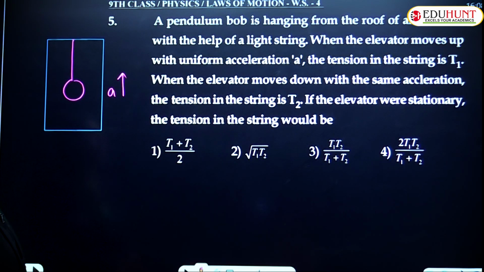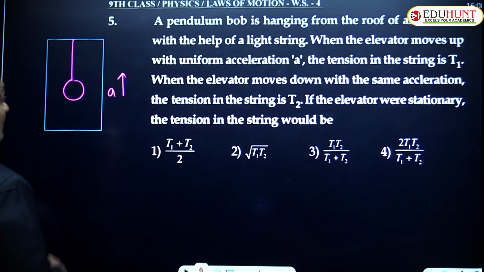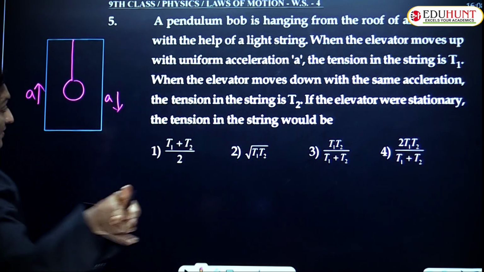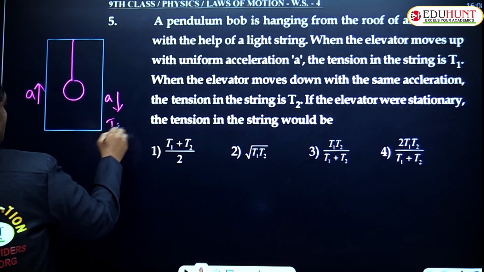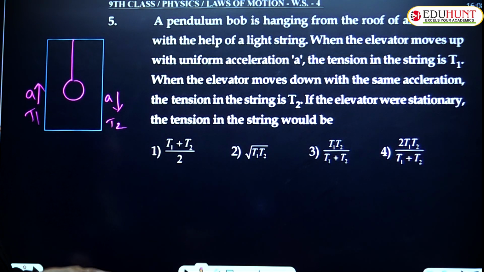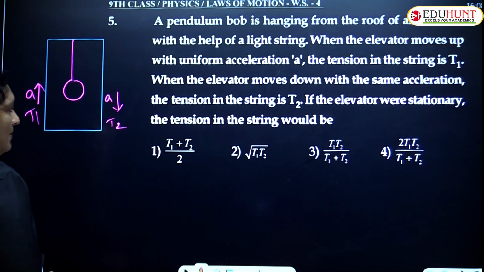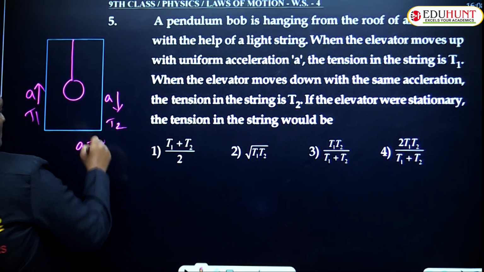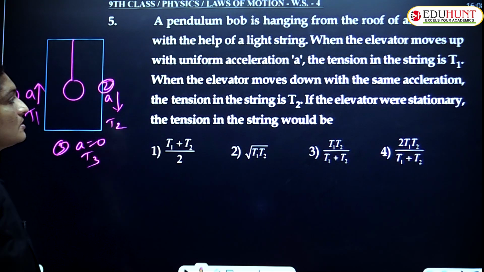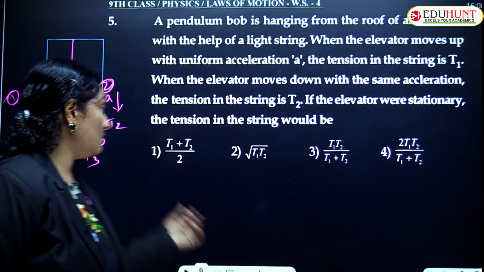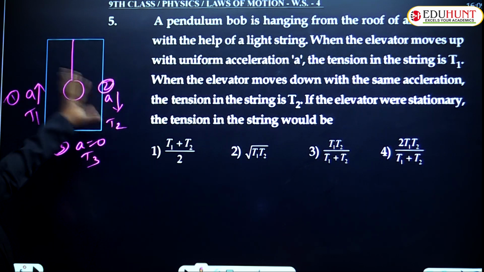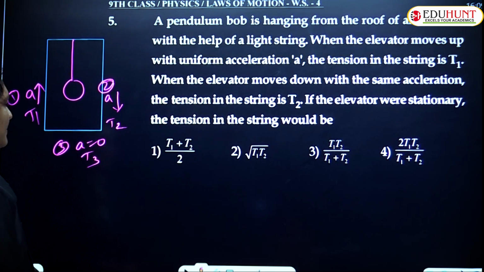The tension in the string was found to be T1. And when the elevator is moving down with acceleration, two different cases. One is moving up, second case moving down. Here the tension was found to be T2, and in the first case the tension was found to be T1. So if the elevator was stationary, case 3, the tension in the string would be, stationary means acceleration is 0, T3. Whenever the elevator is stationary, you are asked to find out the tension. So you have some relation between the two. Let us find it out.